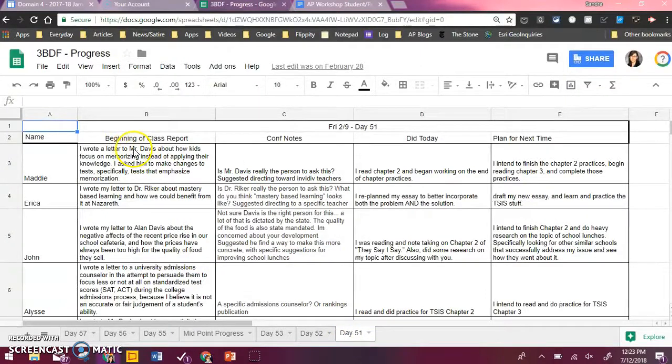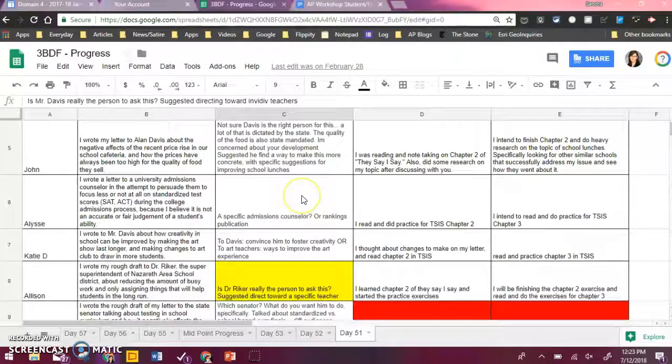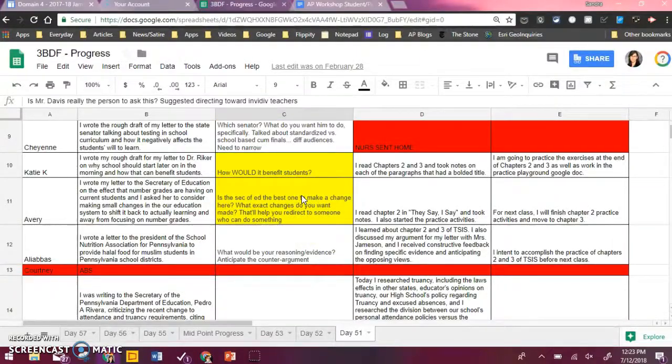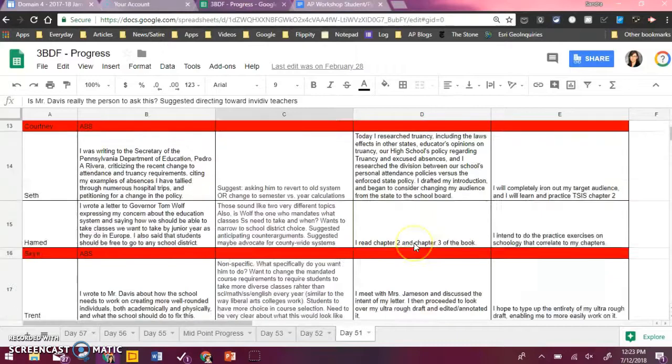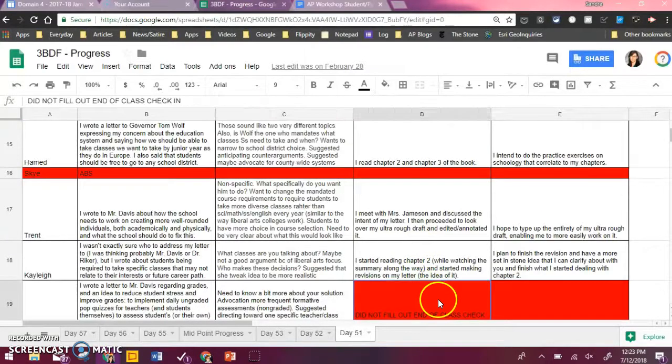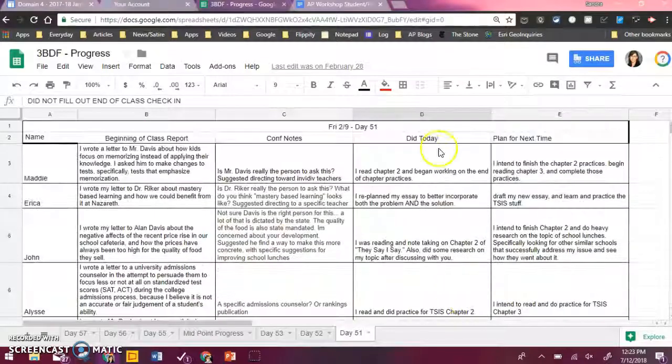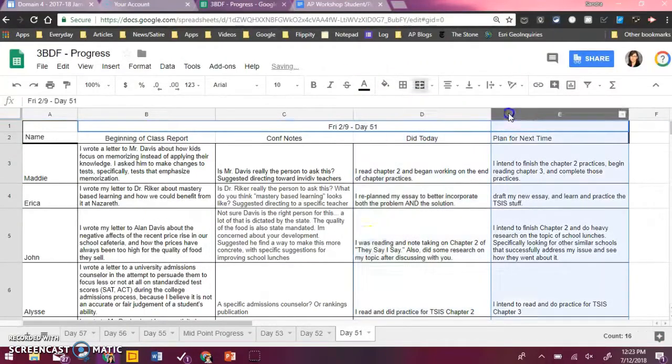Every day, students would fill in a Google form that populated this column. This was what they said they needed. Then I took notes on what we talked about that day. If I conferenced with them, what I told them, what they asked me. I noted if students were absent. This one just didn't fill out this checkout at the end of the day. And then at the end of the block, I also had them report back what they did today and what they plan to do for next time.